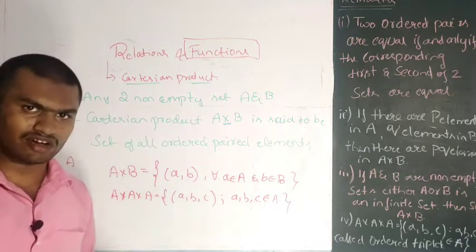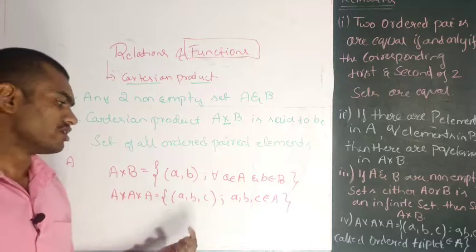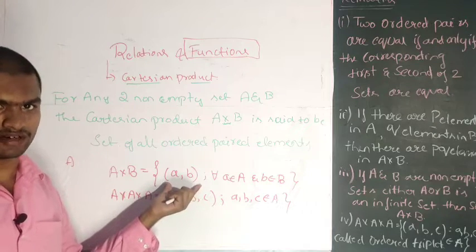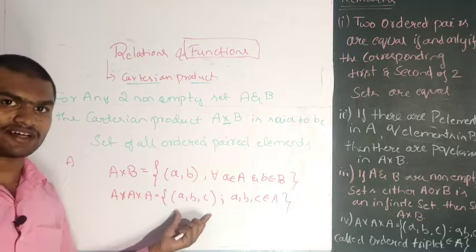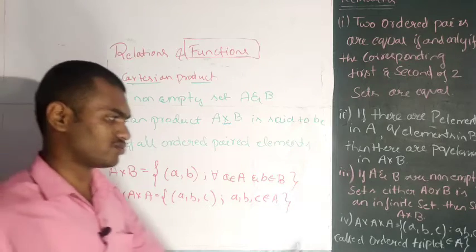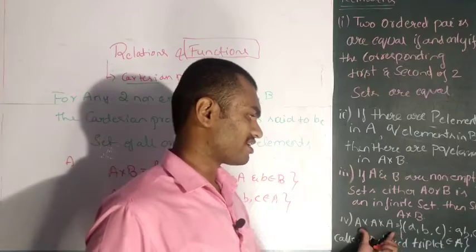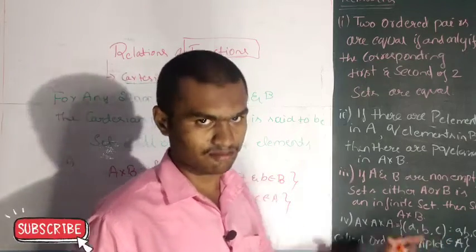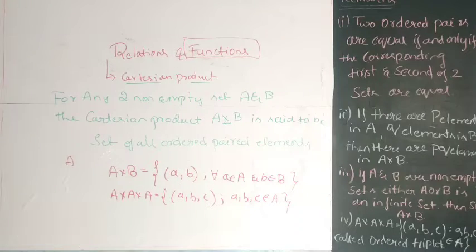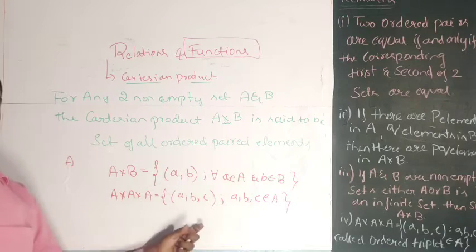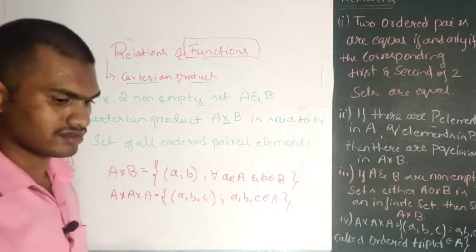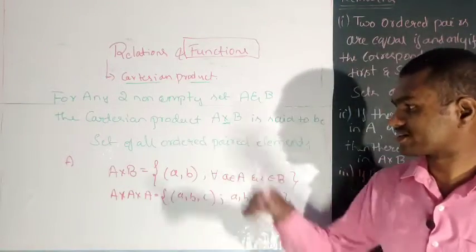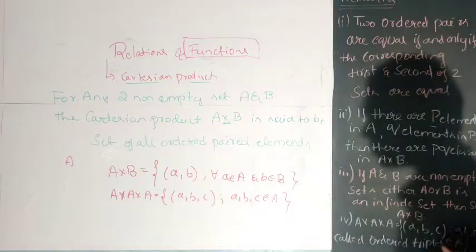If 2 elements are there, we can call them a pair. If 3 elements are there, can we call them a pair? No, they are called a triplet. So this pair is called an ordered pair, and this triplet is called an ordered triplet. That is the fourth remark. It continues like that. This is all about the Cartesian product and some remarks, 4 remarks.